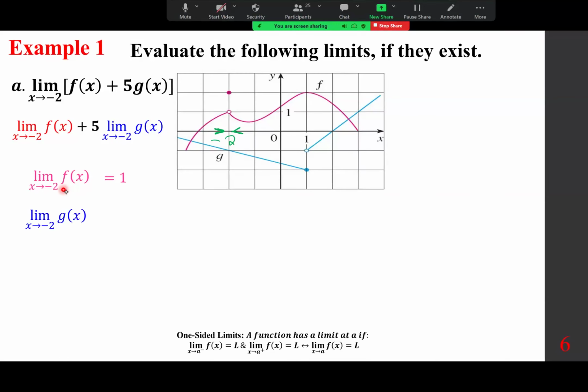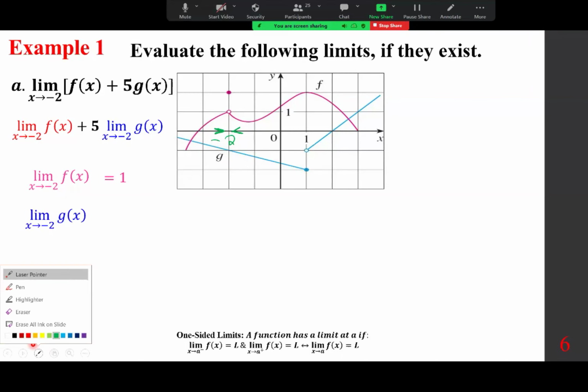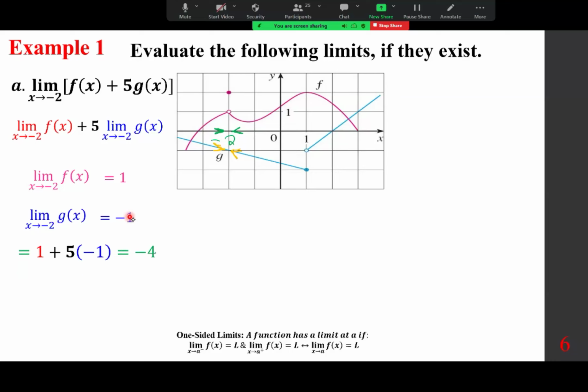What about g of x, the blue function? The limit of g of x as x approaches negative 2. So along the x-axis, and here's negative 2, from the left, from the right. We are moving towards the same point again, and the y coordinate of that point is negative 1. So the answer is 1 plus 5 times negative 1, which is negative 4.